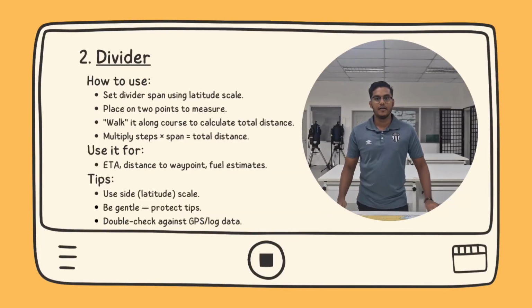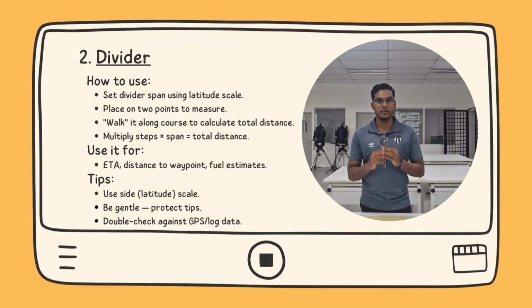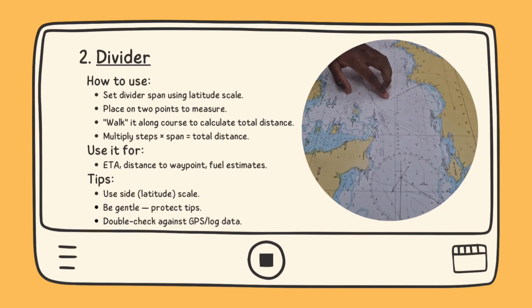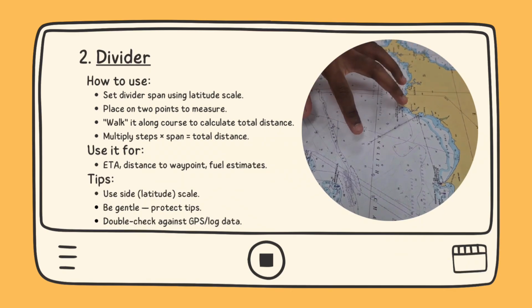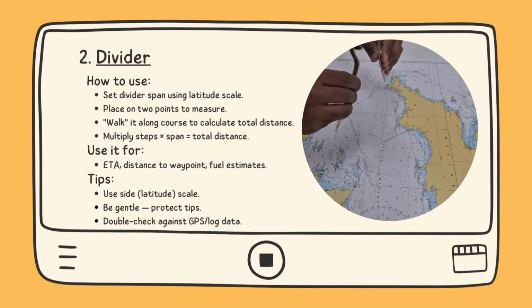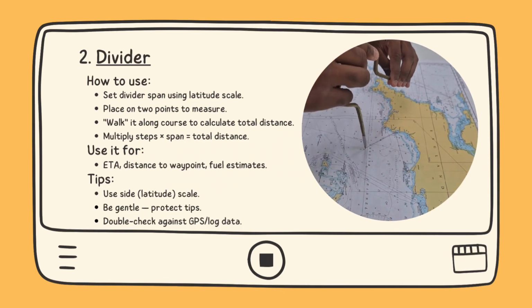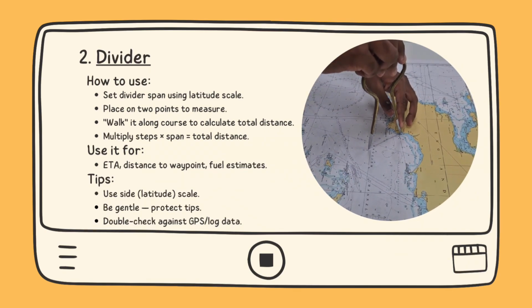Hi everyone, I'm Dave. Today I'm going to explain about the divider. This is the position of the ship and this is the island. We're going to measure the distance between the ship and the island. Before we measure, I have to open this divider widely. Then one point I place on the ship position, another one at the island's position.